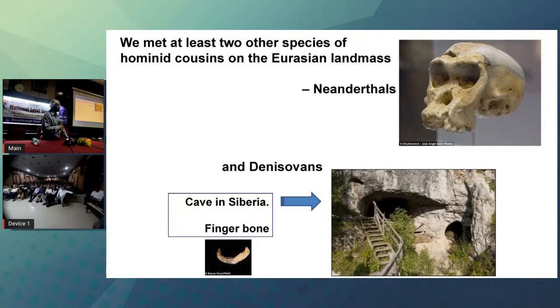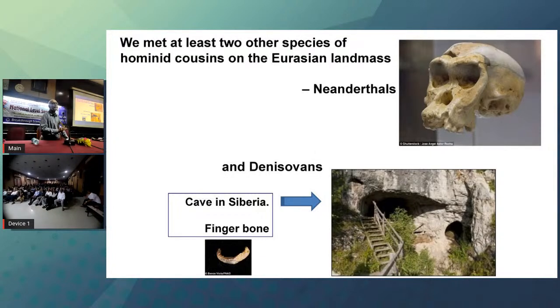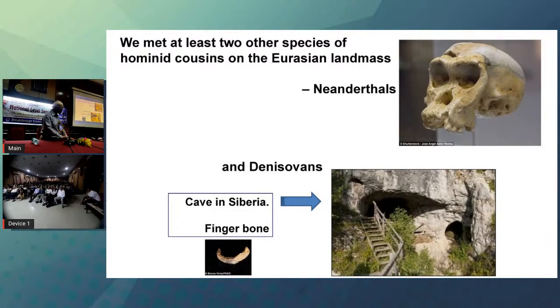So we met two other species of hominids, our cousins, in the Eurasian landmass. One is predominantly the Neanderthals, and the other is called the Denisovans. Denisova is a cave in Siberia where a small finger bone was found, and that finger bone provided us with some DNA which could be sequenced. When you compared the sequence of the finger bone to the Neanderthal DNA sequence, it was pretty convincing evidence that the Denisovans and the Neanderthals were two separate species. So these are the two major species that we met once we came out of Africa.